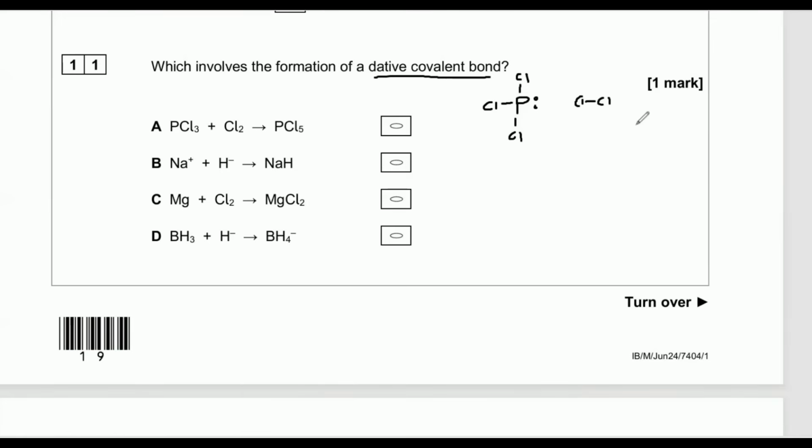I've got PCl3, it's going to join with a chlorine molecule. And what you're going to end up with here is each of the phosphorus is in group 5, so it's got 2 spare electrons. Each one of those electrons can be donated to share with the outer shell of chlorine. That's not a dative covalent bond. They just form normal covalent bonds. And then here we've got ions. We've got a sodium ion, a hydride ion. They're not going to get together like that. That's going to be an ionic bond.